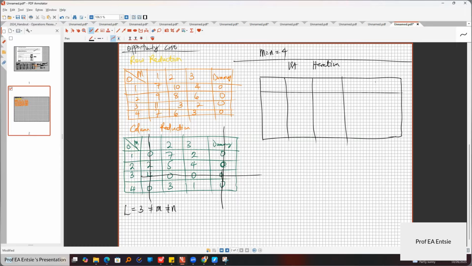So if that's the case, it means we need to do the first iteration. That's where we check the least uncrossed number, then we subtract it from the uncrossed numbers and add it to the intersection points. That's all. So 1, 2, 3, then dummy, 1, 2, 3, and 4.